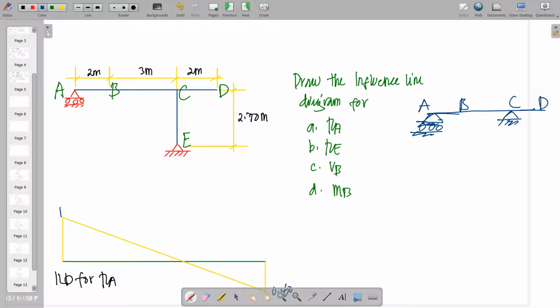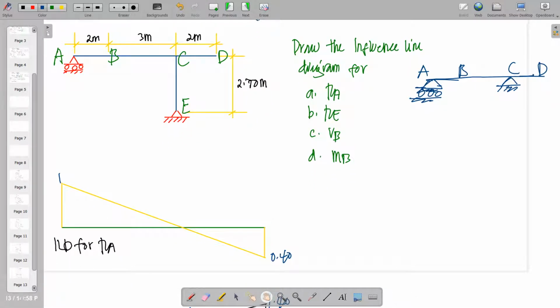Because the vertical here has nothing to do with the vertical loading that is transferring from one point to another. It can only have an effect if your loading is horizontal. So anyway, it is quite similar to this one. So I have already illustrated the ILD for those requirements here.